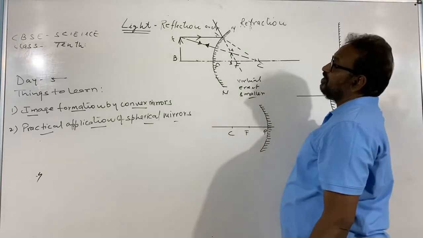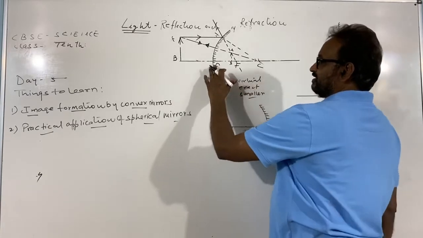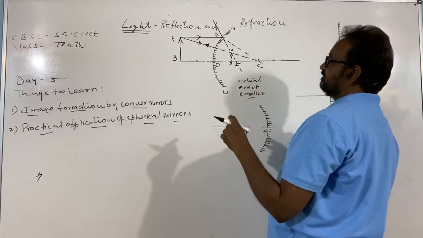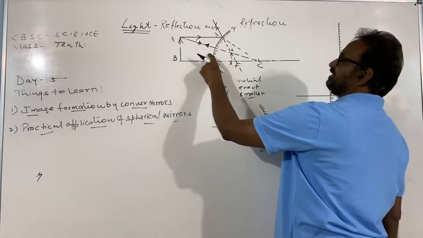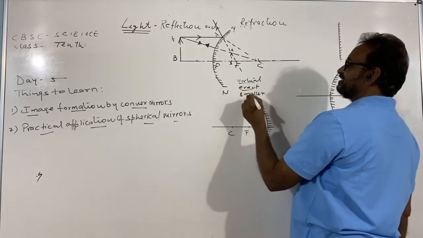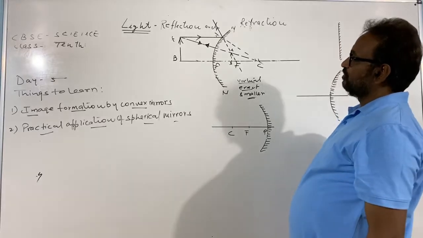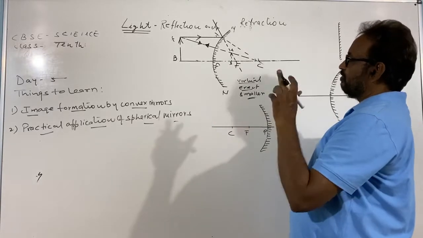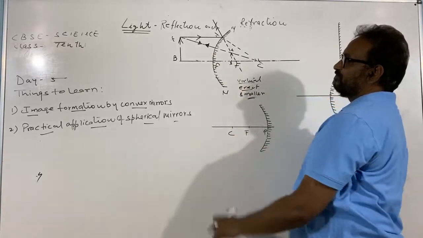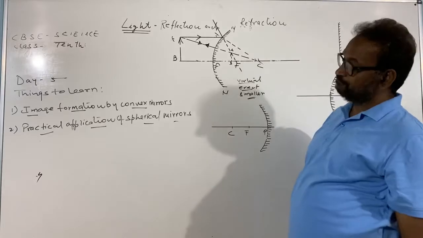Now if you draw ray diagrams at different positions of the object, you will always find that a convex mirror always forms a virtual, erect and smaller image. Therefore, we will have only one case to show the formation of the image by the convex mirror. Okay?